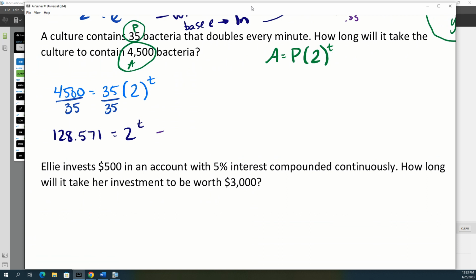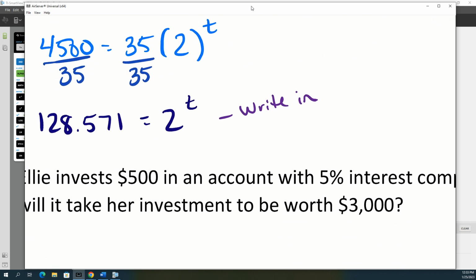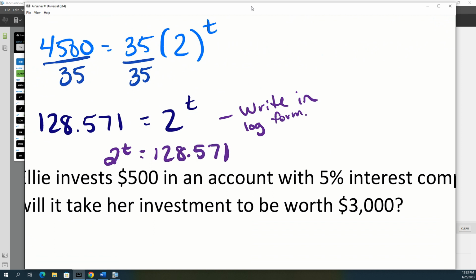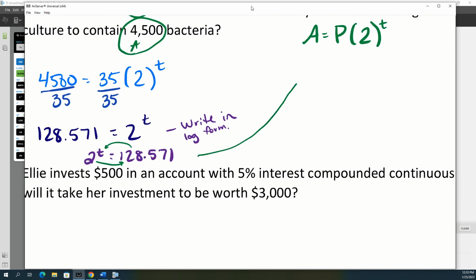All right, and then we're going to write in logarithmic form again. If it helps you to switch sides, you can go ahead and do that. It's no big deal. You just flip them over if it makes more sense to you. So this is going to be log base 2 of 128.571 equals t.